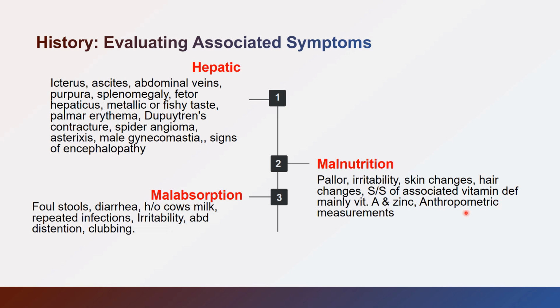And anthropometric measurements you are supposed to check. And if malabsorption is the cause, then foul smelling stools, diarrhea, history of cow's milk intake, repeated infections, irritability, abdominal distension and clubbing can occur.